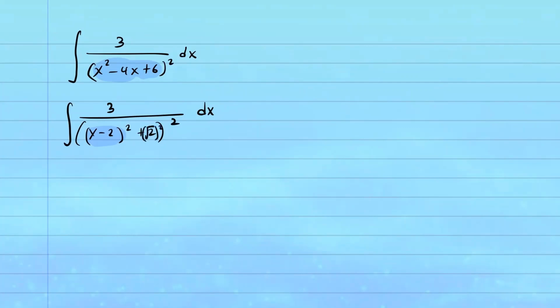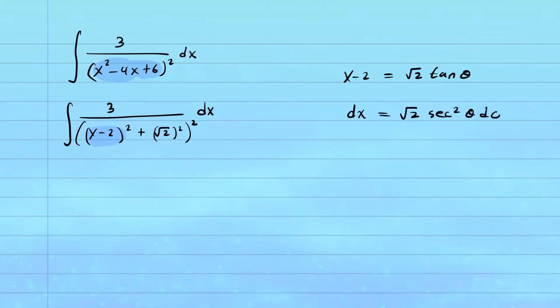Square root of 2 squared. So just to put a little bit more room, you can think of this as square root of 2 squared, all squared. All right, so we're going to use x minus 2 to stand for a tangent theta. So you will have square root of 2 tangent theta. And then dx is going to be square root of 2 secant squared theta d theta. All right, so that's the substitution.